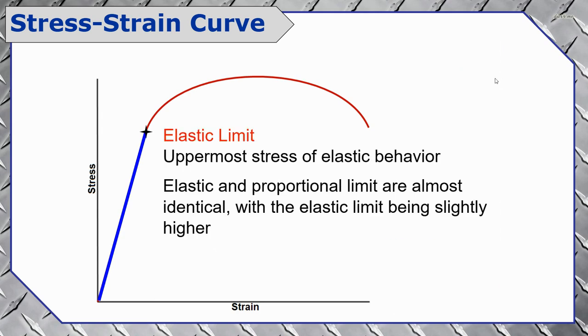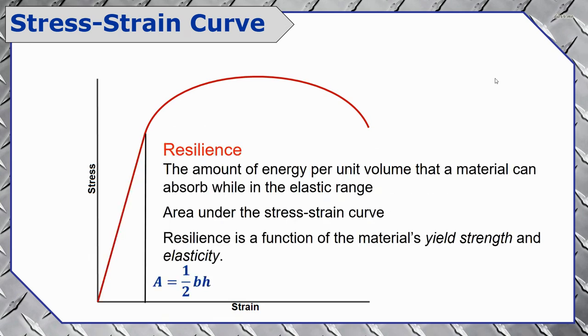Again, at the top of this line where the proportional relationship ends, that's known as our elastic limit. Beyond this point, any stress that's applied is going to start to have a larger and permanent effect on the length of the sample. This region of the curve also helps us understand a concept called resilience.